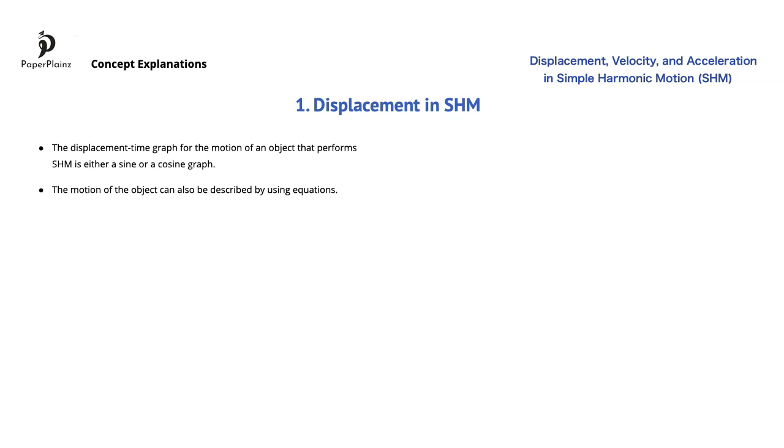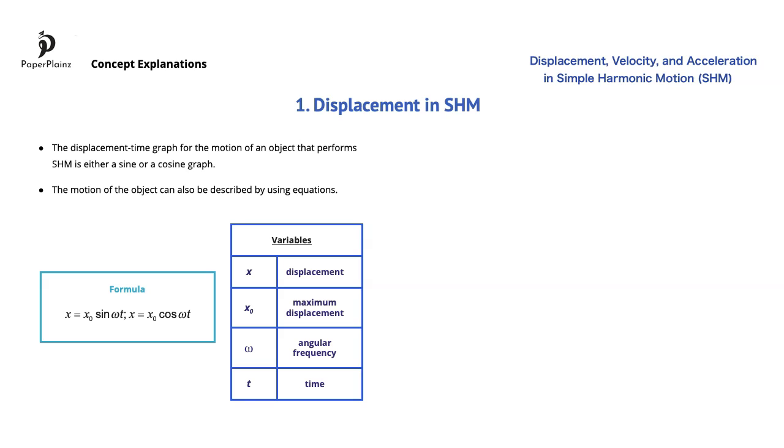We will learn some of these equations in this video. Let's start with the displacement equation. These are the two formulae that you find in the IB Physics data booklet, and here are the variables. Using this equation, we can find the displacement of the object at any given point in time during its motion. Let's see an example to further explore these equations.